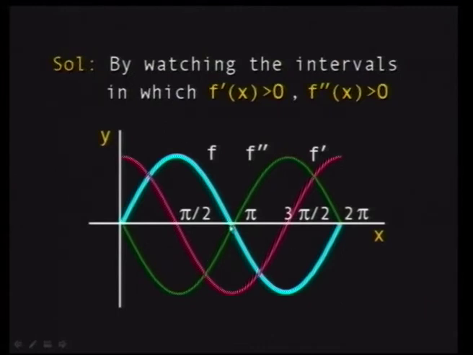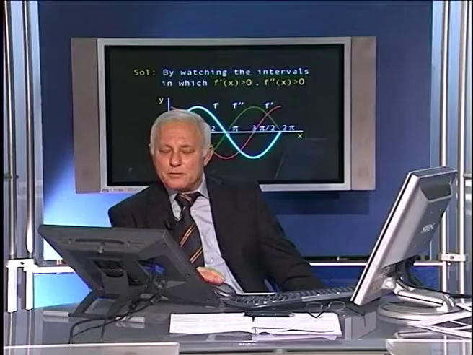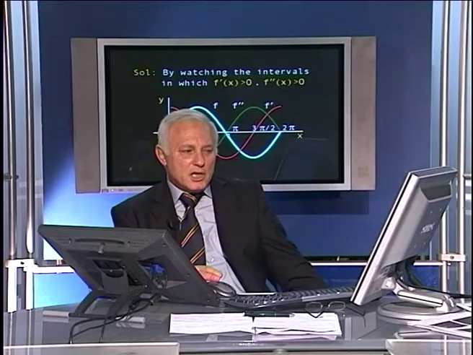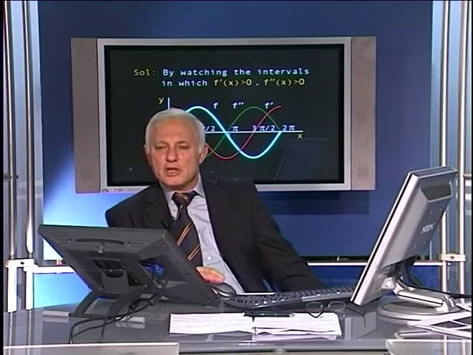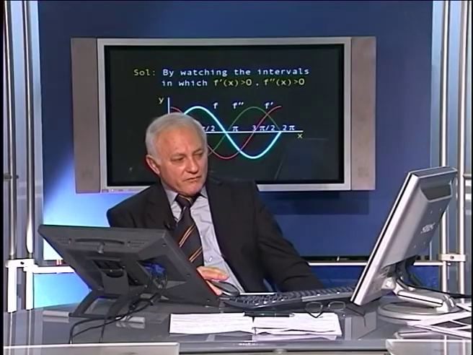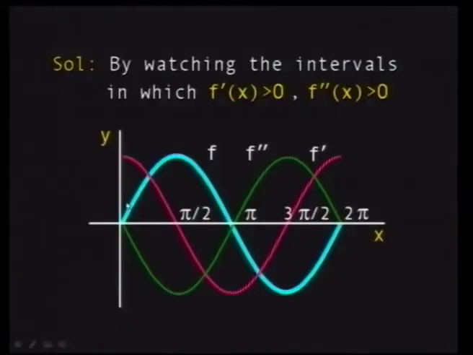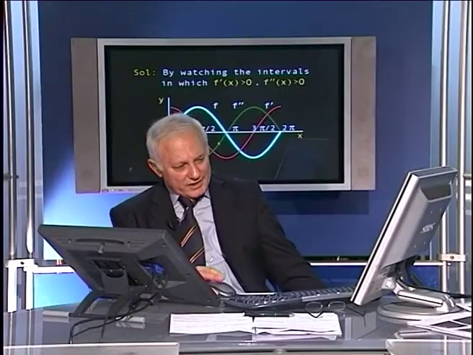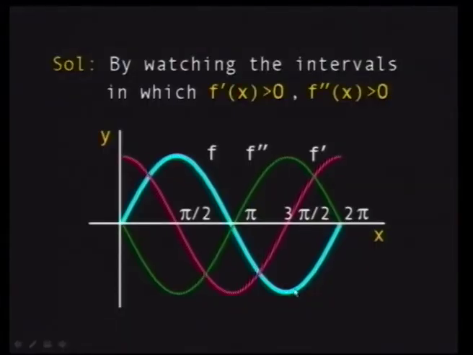Here, the second derivative is negative. Since it is negative, it tells you that your original function is concave downwards here, and it's true. Your sine function here is concave downwards because your second derivative is negative. Whereas from pi to 2 pi, the second derivative is positive, which means that the original function is concave upwards, and it's true. Your original function here is concave upwards.